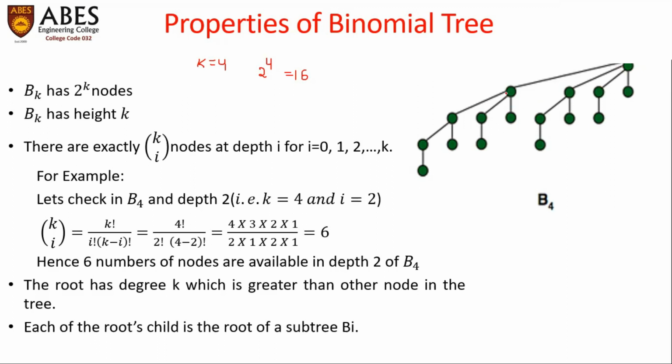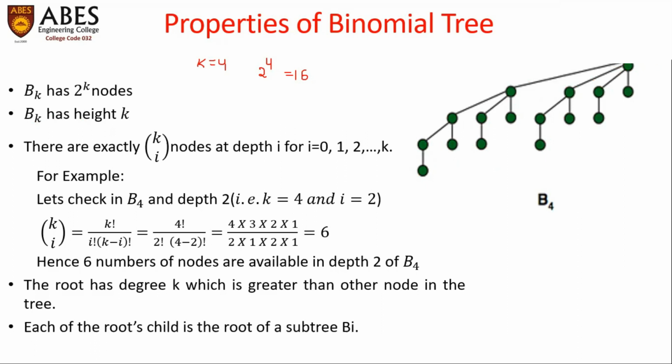So we'll check 1, 2, 3, 4, 5, 6, 7, 8, 9, 10, 11, 12, 13, 14, 15, and 16. Yes, there are a total of 16 nodes. So the first property is fulfilled. Now, according to the second property, this binomial tree should have the height k.